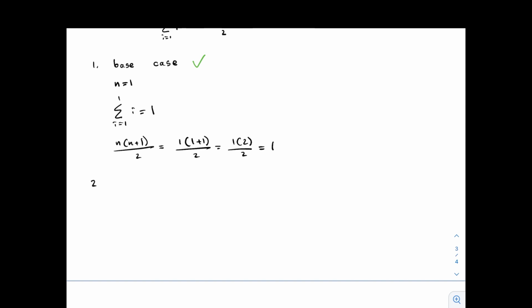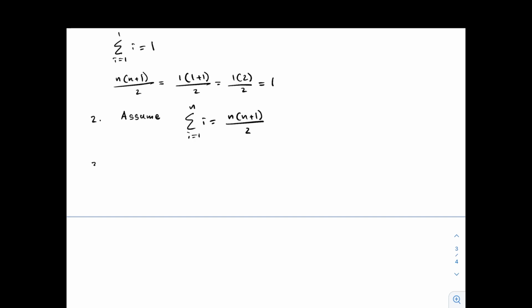Step 2, we're going to assume that it holds for some arbitrary n. So we're going to assume that the sum from i equals 1 to n of i is n times n plus 1 over 2. And now step 3, let's show that if this formula holds for n, it also holds for n plus 1.